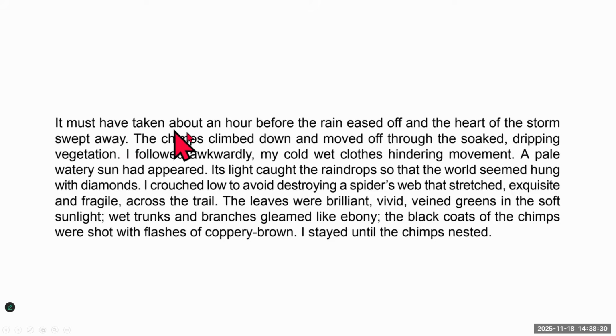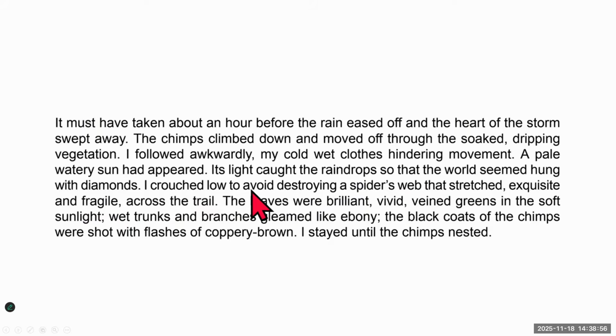It must have taken about an hour before the rain eased off and the heart of the storm swept away. The chimps climbed down and moved off through the soaked, dripping vegetation. I followed awkwardly, my cold, wet clothes hindering movement. A pale, watery sun had appeared. Its light caught the raindrops so that the world seemed hung with diamonds.